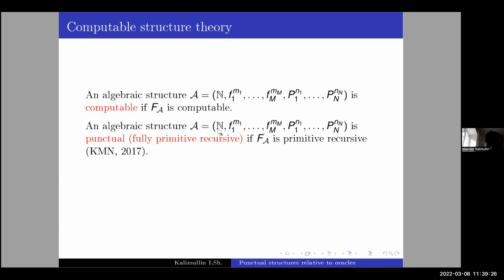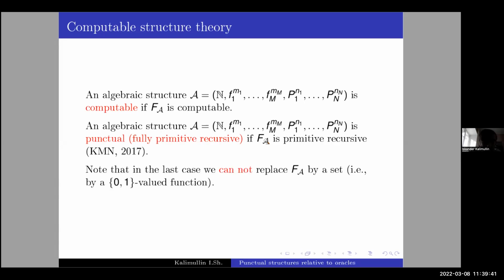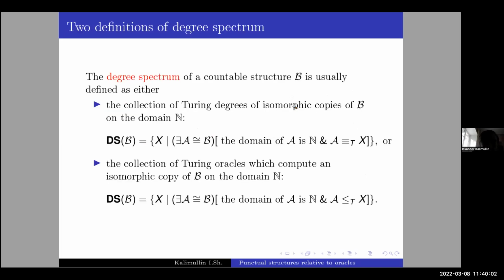Some of the results connected with this approach I will show. The structure is punctual if exactly this function, which I defined just before, is primitive recursive. Of course, we cannot replace the functions by some 0-1 valued function; we cannot replace the operations by predicates. We cannot do that reduction, because different operations have a sense.